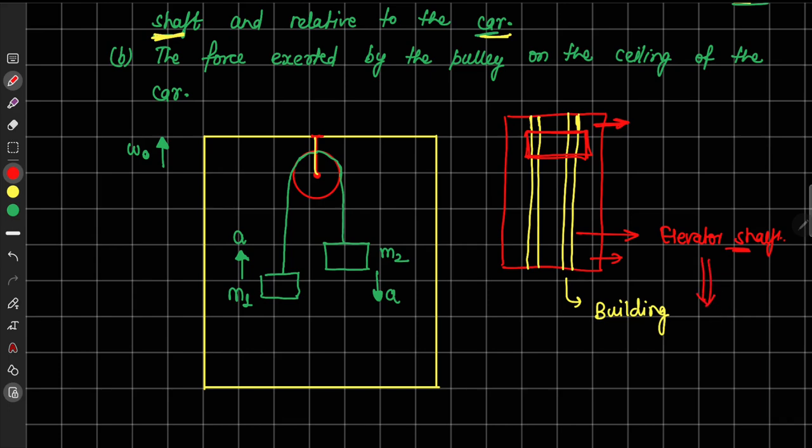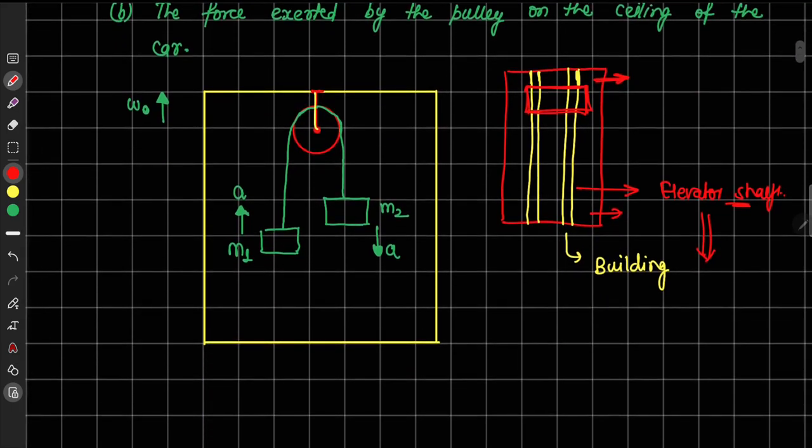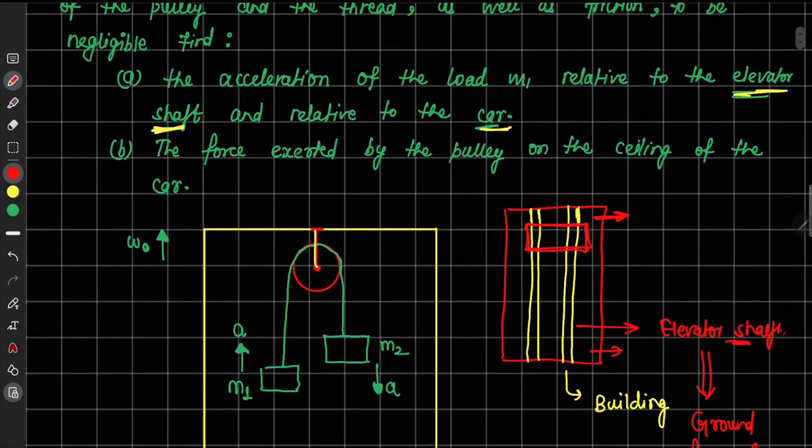So if we are talking about relative to the elevator shaft, that means we have to find out the acceleration in the ground frame of reference. And if we talk about relative to the car, so relative to the elevator car which can move with some acceleration a, then it is the non-inertial frame of reference.